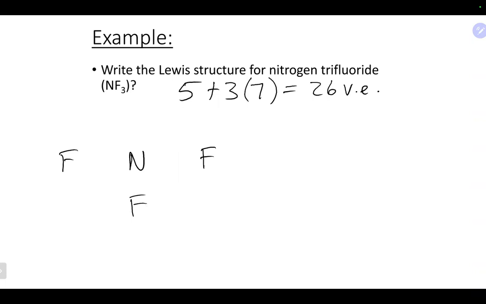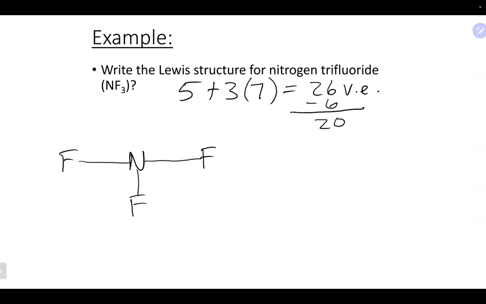All right, I'm going to do one single bond. I'm going to use lines to each of them: 1, 2, and 3. Each of those lines represents 2 electrons. That's 2, 4, 6, 8. Who do we appreciate? That is minus 6 here. That means I still have 20 electrons that I need to put on my picture.